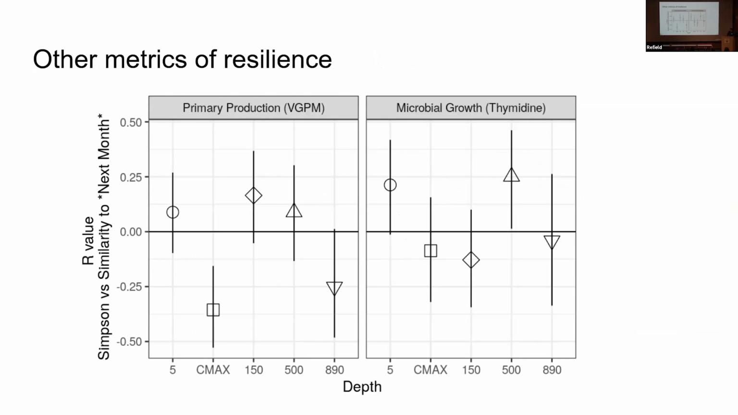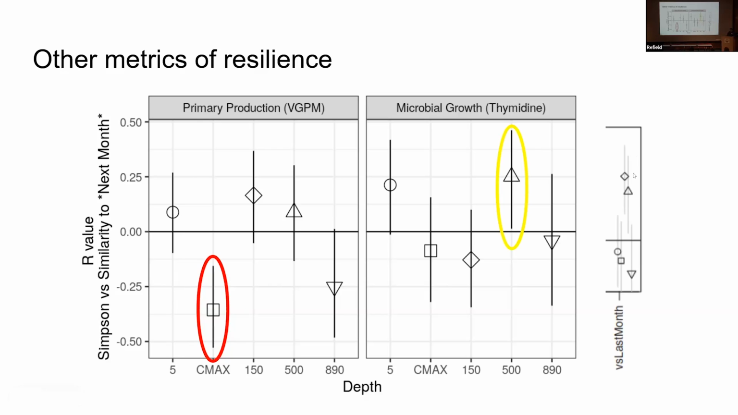Other metrics of resilience are primary production measured by satellite and microbial growth rate measured by thymidine incorporation. For primary production, we actually see the opposite of what we'd expect. Here at the chlorophyll maximum, when we see a lot of biodiversity, we actually see less stability, more variability in primary production measured at the surface. And then with microbial growth at 500 meters, when there is higher biodiversity, we see more stability in microbial growth rates.